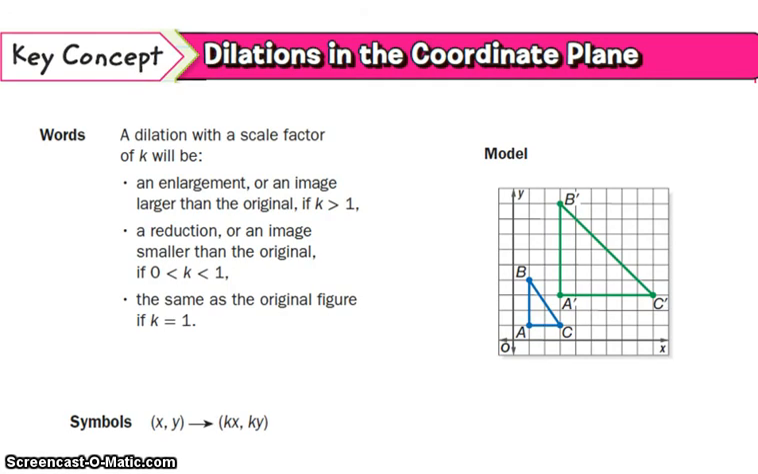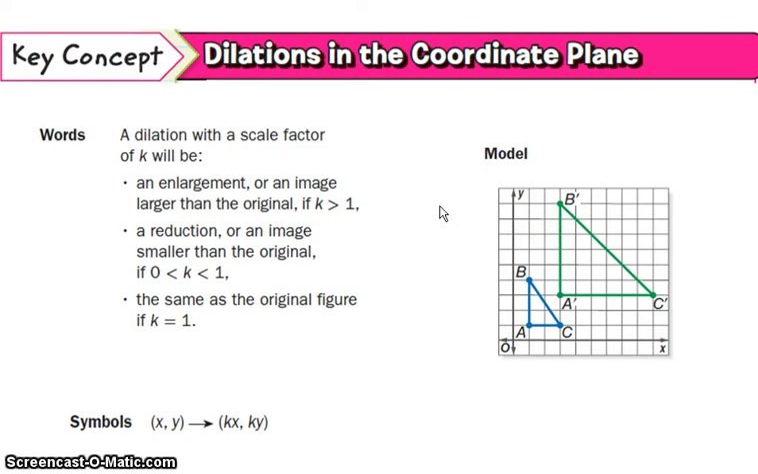A dilation is when you make an image bigger, or you enlarge it, or you make it smaller. Okay? Or we call that a reduction. And so if you take a look at the picture over here, we have triangle ABC. This is our pre-image. This is our original image. And they have enlarged it. Okay? The enlargement is called a scale factor.